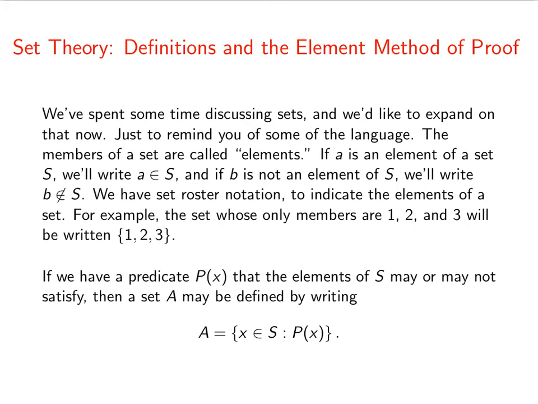If we have a predicate, P of x, that the elements of S may or may not satisfy, then a set A may be defined by writing A is the set of all elements in S such that P of x is true. And that's how you would read this. Remember, this is talking about the truth set of the predicate. So sets can be created from truth sets.